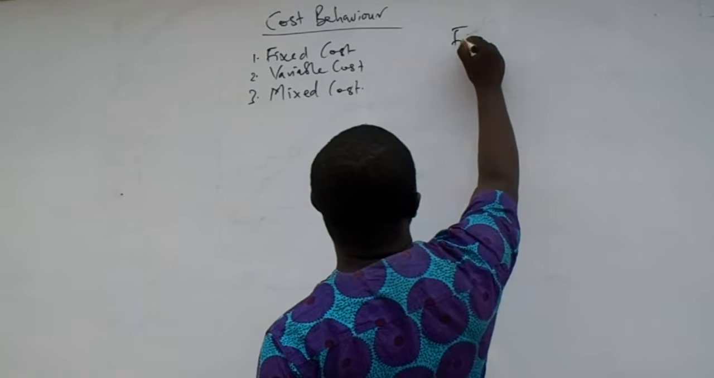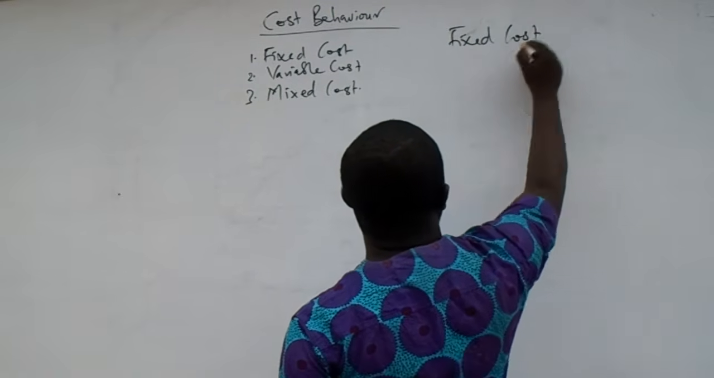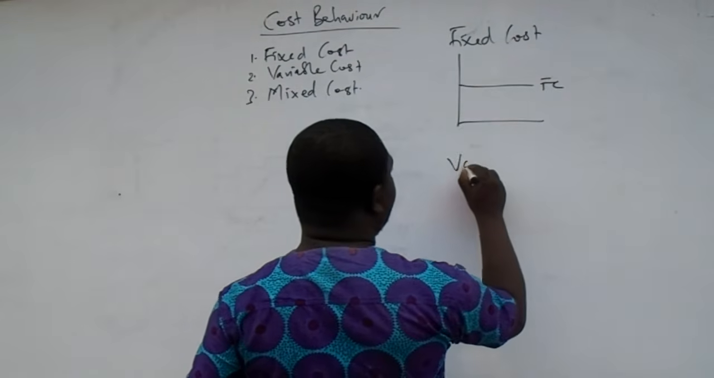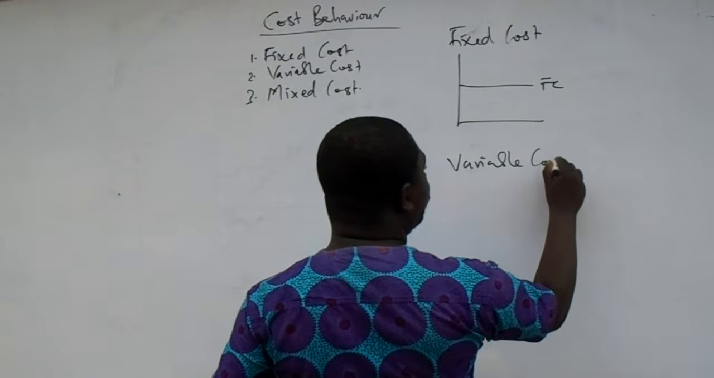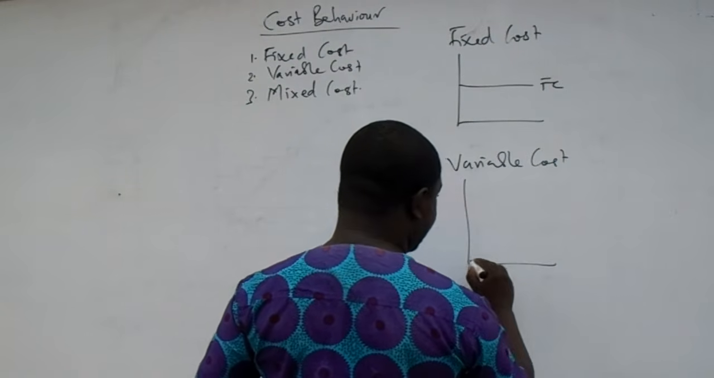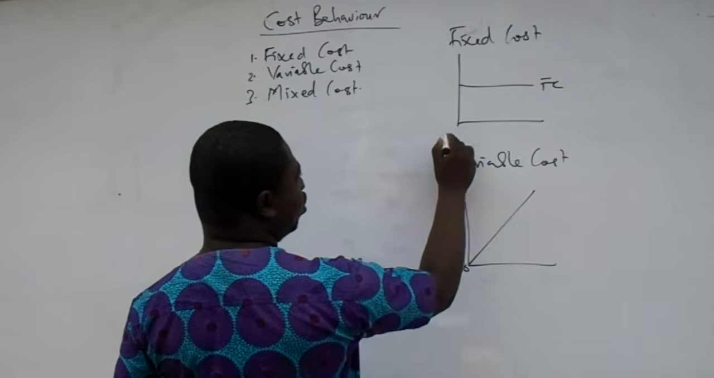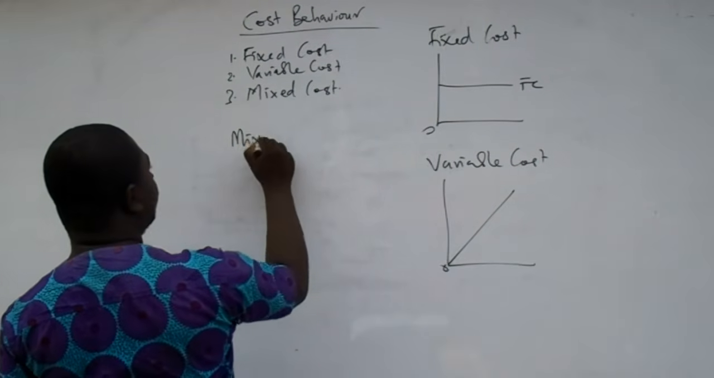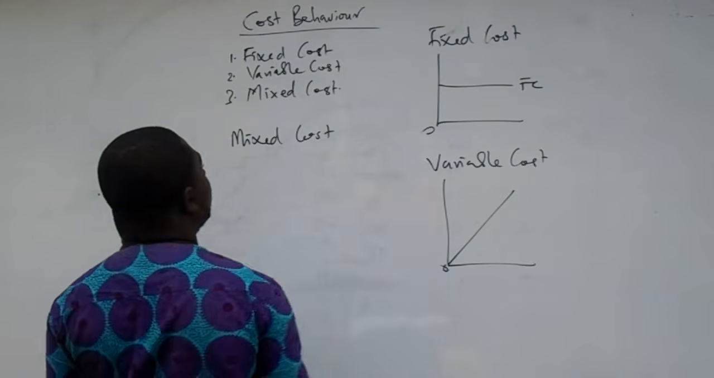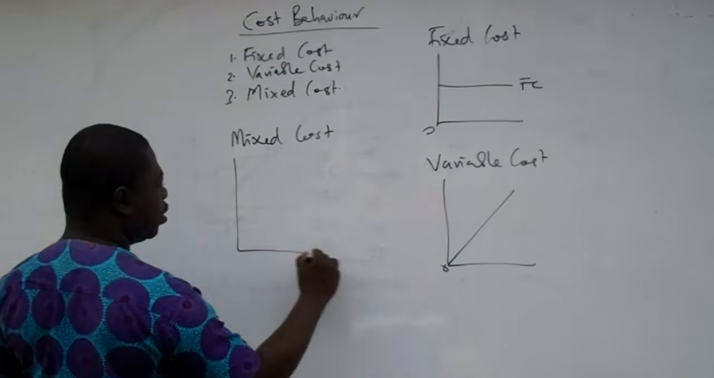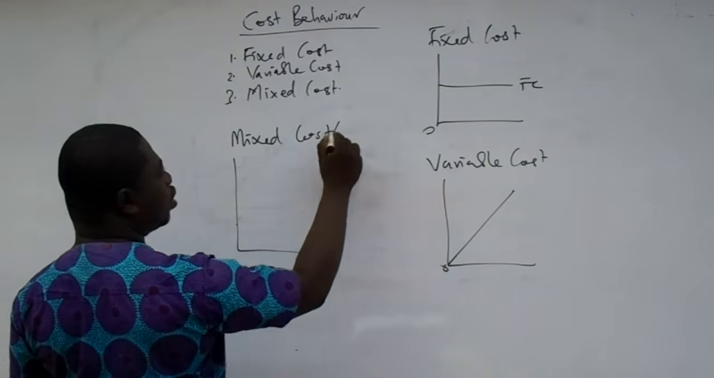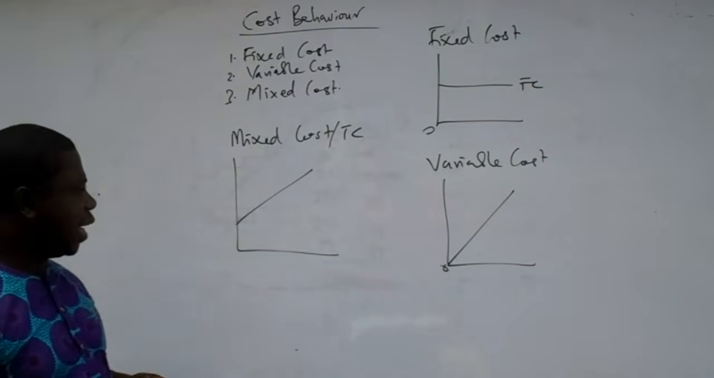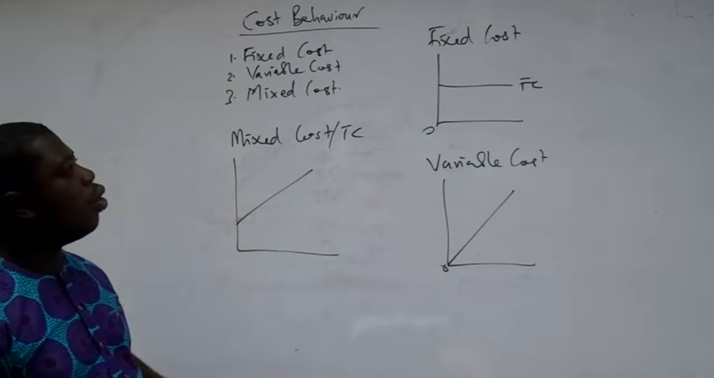So when we see a fixed cost, this is the diagram for fixed cost. And then when we see variable cost, this is the diagram for variable cost. And then when we see mixed cost or total cost, it will not begin from the origin, but it will go also in that direction. And so this is how we'll look at it.